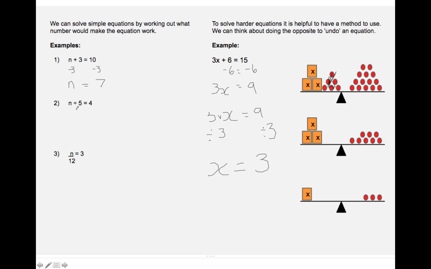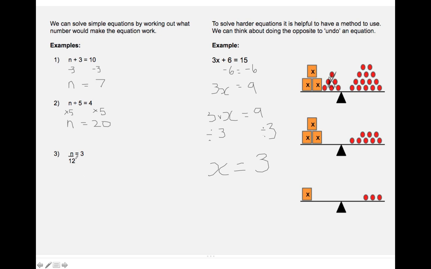Let's have a look at this one. n divided by 5 is 4. So I need to do the opposite of the dividing. And if I do it to one side of the equal sign, I must do it to the other. n divided by 5 times 5 is just n. And 4 times 5 is 20.